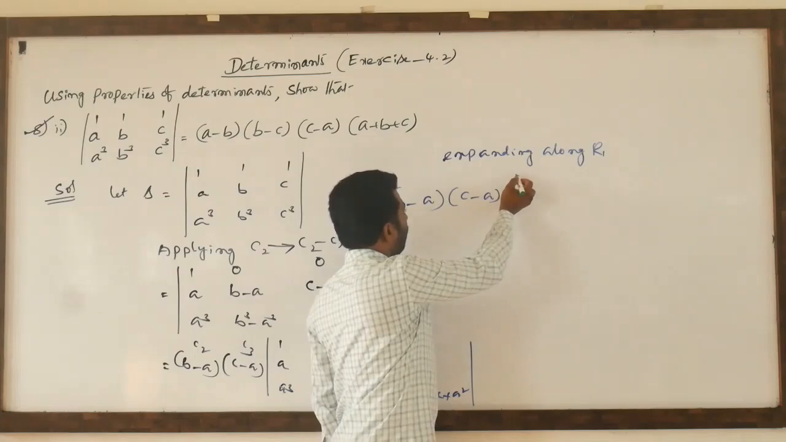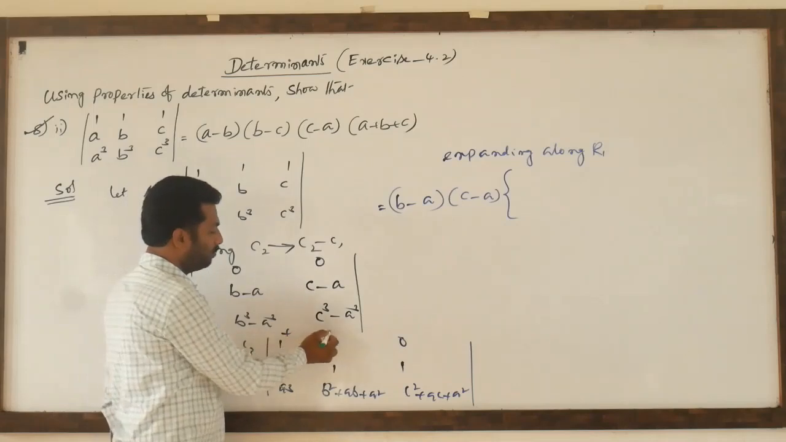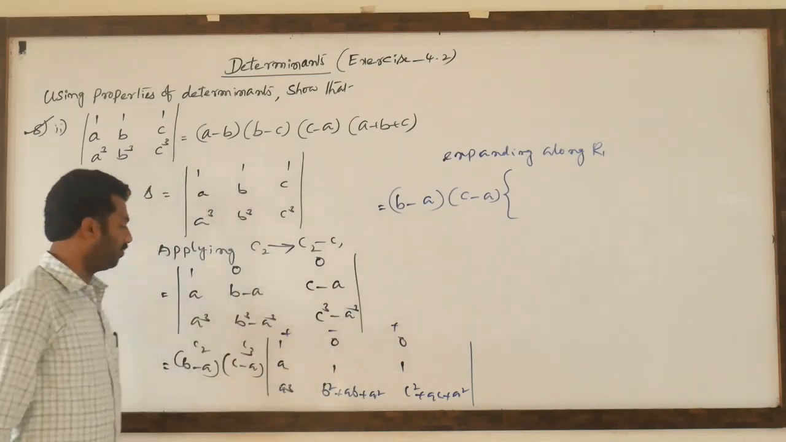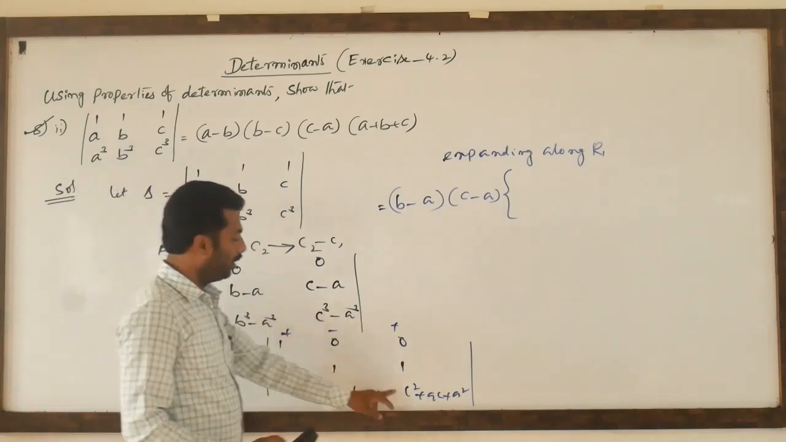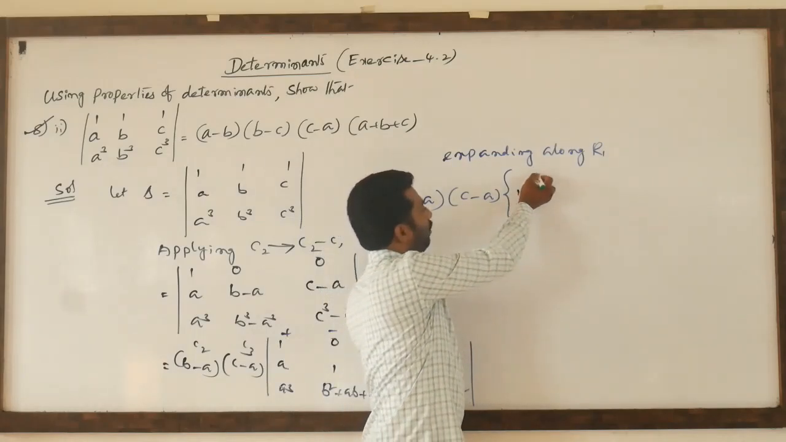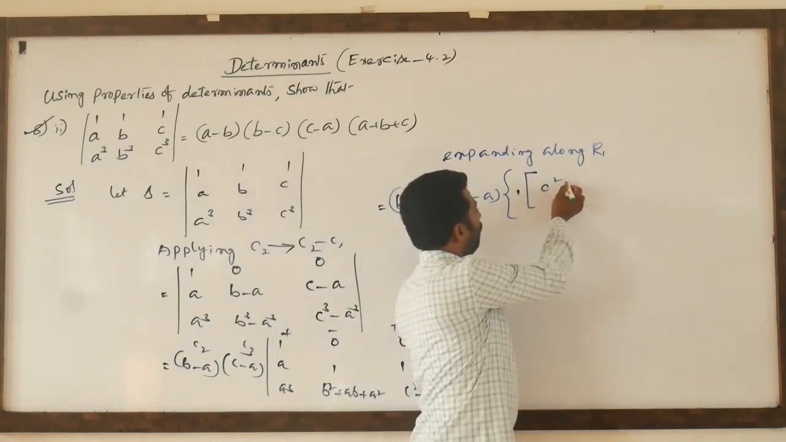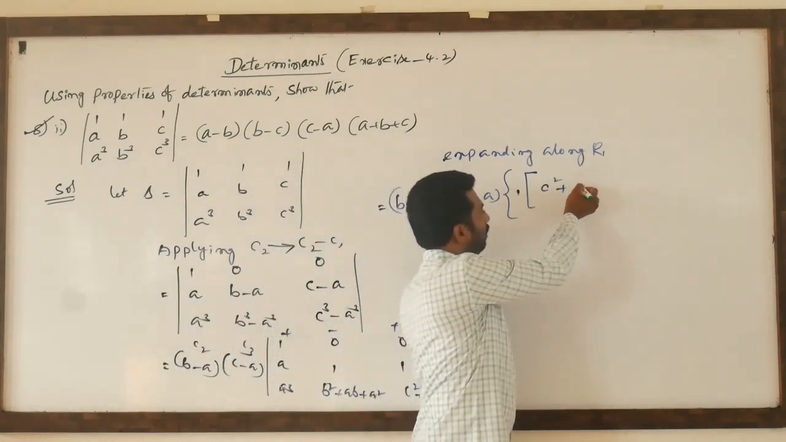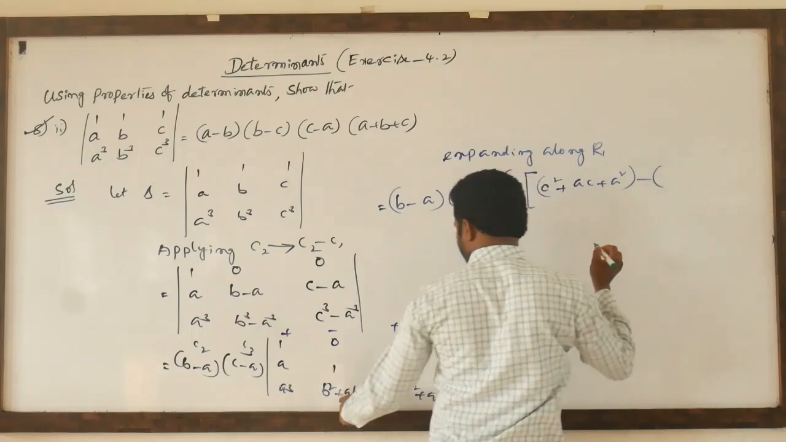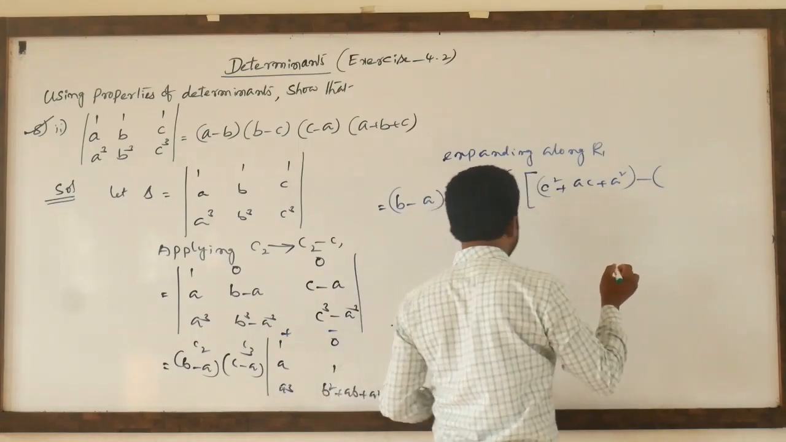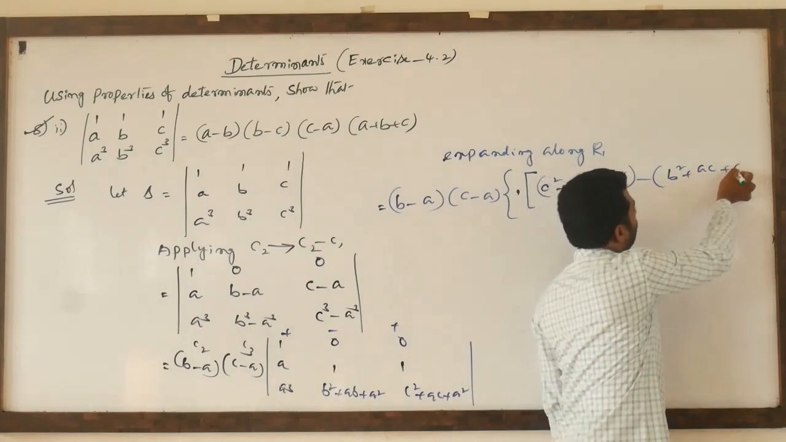If we expand along the first row, you observe, first row means plus minus plus, just the expansion of the determinant. 1 into, if you close this column and this row, then what will be left? This is 1 into this one, nothing but c square plus ac plus a square, minus this one into, this is b square. b square into this one, that is b square plus ac plus a square.